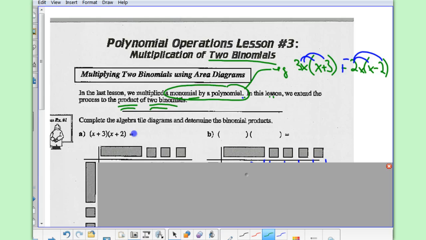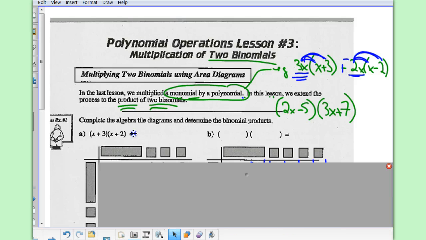So instead of having one thing, a monomial times a binomial, which would create two arrows, what would you do with a question that has two things times two things? So for example, what would you do if you had 2x minus 5 times another two things like 3x plus 7? What would you do with that? So in this case, let's look at the first question.